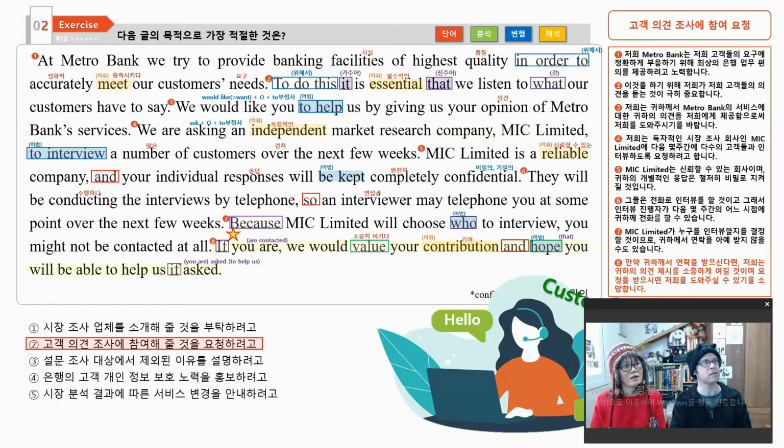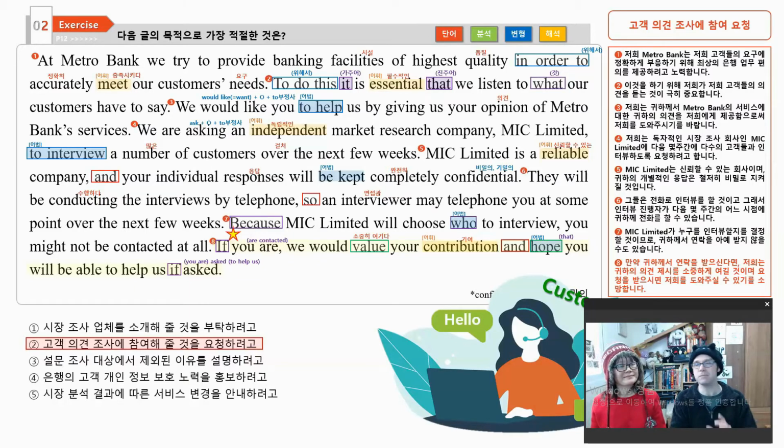Yeah. Okay, so number 1 is asking to be introduced to a market research company. Okay, so the bank is asking the customers to do something, but it already has a market research company. They already hired a market research company, right? So they don't need an introduction, MIC Limited. Yeah, that's right. And what about number 3? Number 3 is to explain why they are excluded from the survey.